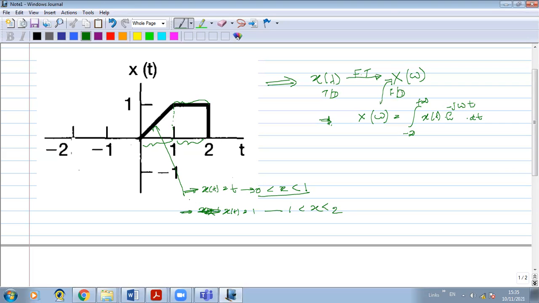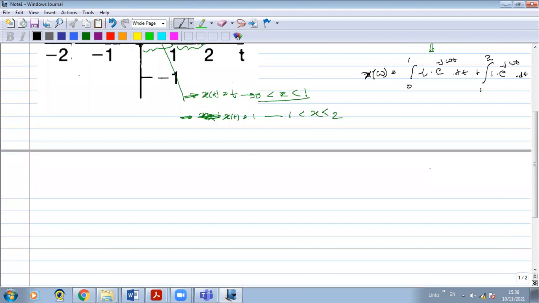So you have two parts, and you have to evaluate this integration separately. It is not much difficult. Here we have X(omega) equal to the integral from 0 to 1 of t e to the power minus j omega t dt, plus the integral from 1 to 2, where it is just 1, of e to the power minus j omega t dt. So this is what we have to evaluate.